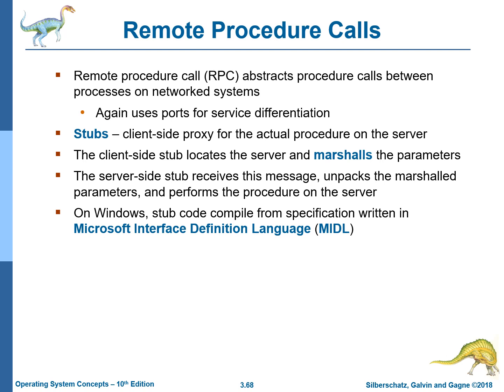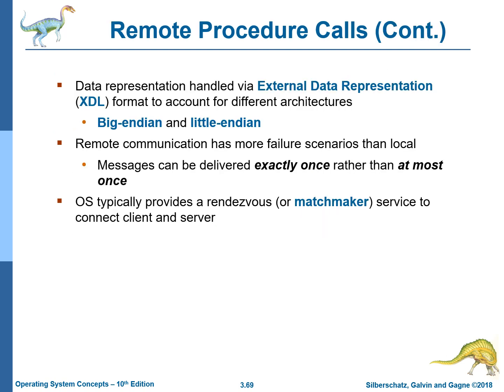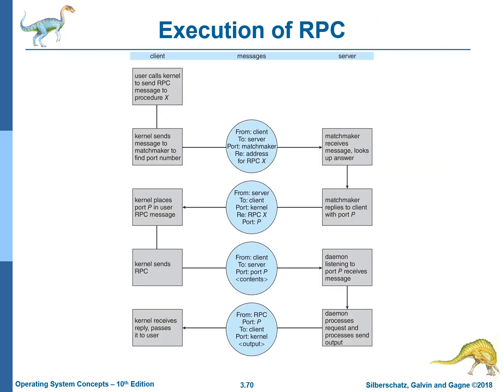On Windows, stub code is compiled from a specification written in Microsoft Interface Definition Language. Data representation is handled via the external data representation format to account for different architectures, big-endian and little-endian. Remote communication has more failure scenarios than local. Messages can be delivered exactly once rather than at most once. The operating system typically provides a rendezvous or matchmaker service to connect client and server. And this is the execution of RPC.